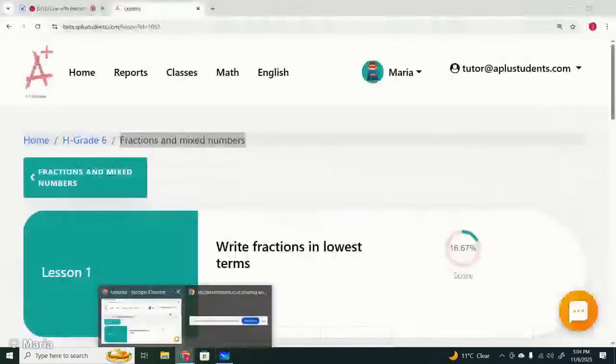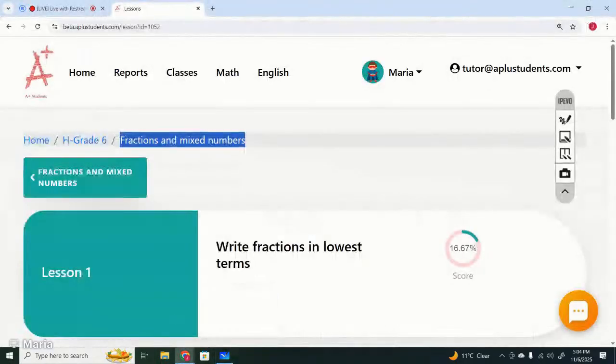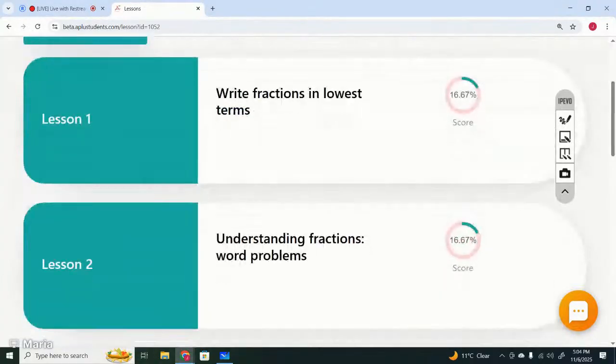Here I am on grade 6 math. The chapter we are on right now is fractions and mixed numbers. Let's just start with the first lesson, that is write fractions in lowest terms.